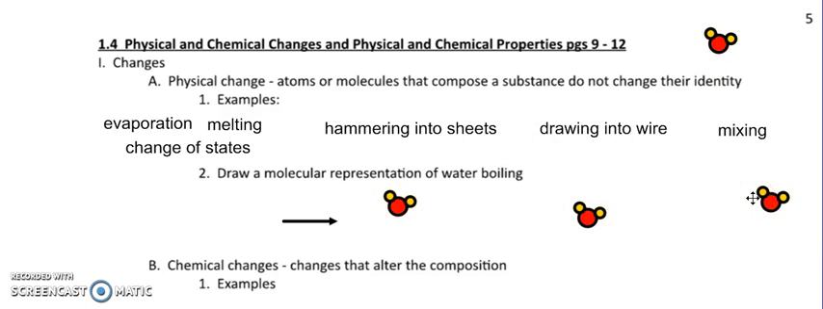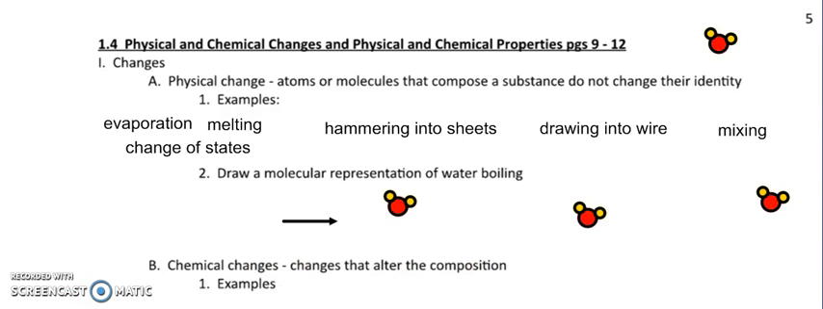What did I do? Like I said with mixing, I just changed its locale. They are now further apart from each other. That's all that happens. That's a physical change. So what about a chemical change? Obviously, if a physical one is that do not change their identity, what do you think a chemical change is? One that does change its composition.